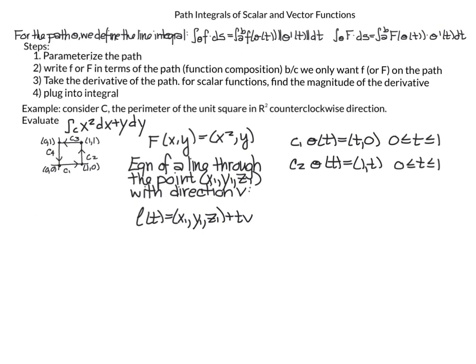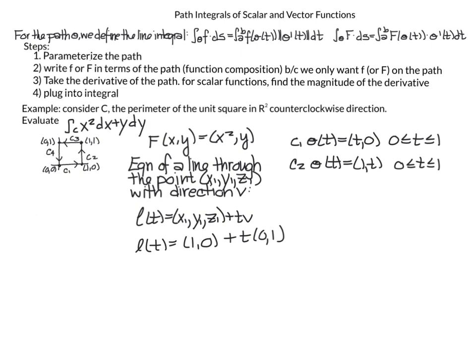So for C2, I see that I have the point (1, 0), and then my direction is in the positive y direction. In other words, it's in the direction of (0, 1). So this gives me my parameterization is equal to 1 plus t times 0, which is just 1, and 0 plus t times 1, which is t. So you can see these two formulas agree. And again, C2 is easy enough to do intuitively, but we want to get used to this equation for more complicated lines.